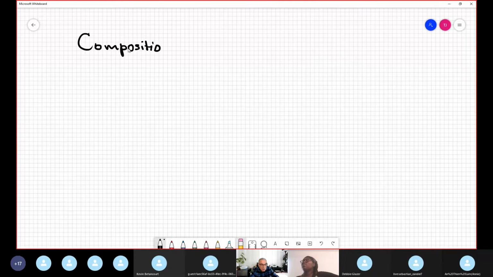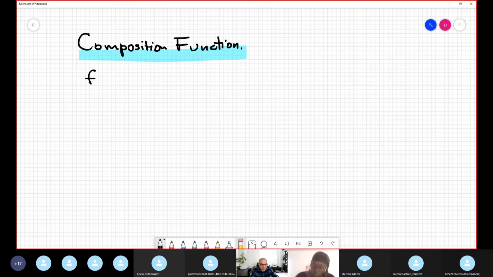Composition function. What's the idea behind composition function? Look, we have two functions also, the classical f of x and g of x. And we put a combination of both, but in a different way, using the composition idea. In composition, the order is important.